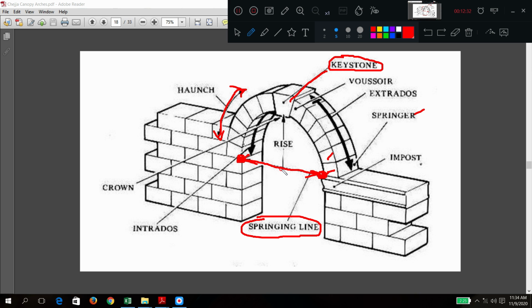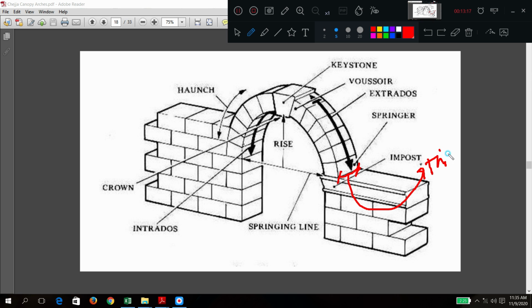Now this horizontal line is an imaginary line. The distance or height from the horizontal line to this point we generally call the rise. The rise of an arch is the distance between the springing line and the keystone bottom. Now this height, the clear distance between the intrados and extrados, we call the depth. I hope it is now clear. This distance, from here to here, is called the thickness.